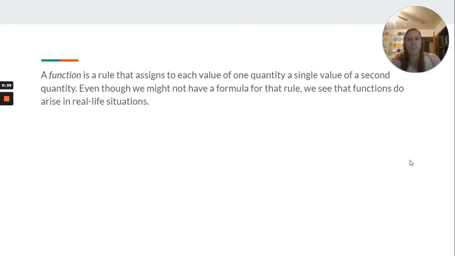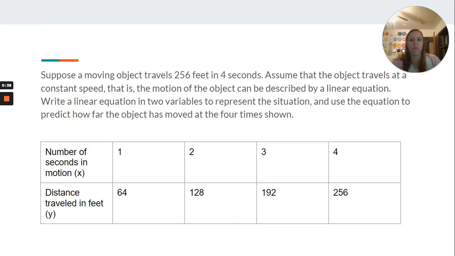Okay, so a function is a rule that assigns to each value of one quantity a single value of a second quantity. Even though we might not have a formula for that rule, we see that functions do arise in real-life situations. So, suppose a moving object travels 256 feet in 4 seconds. Assume that the object travels at a constant speed. That is, the motion of the object can be described by a linear equation. Write a linear equation in 2 variables to represent the situation and use the equation to predict how far the object has moved at the 4 times shown.